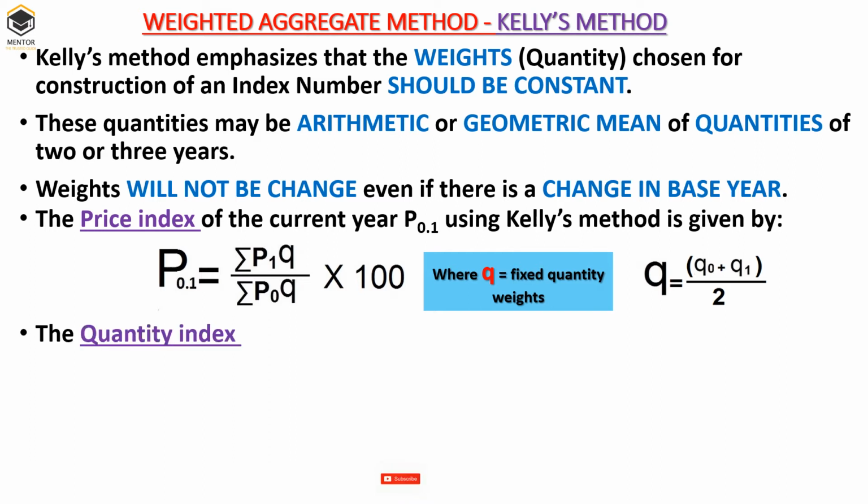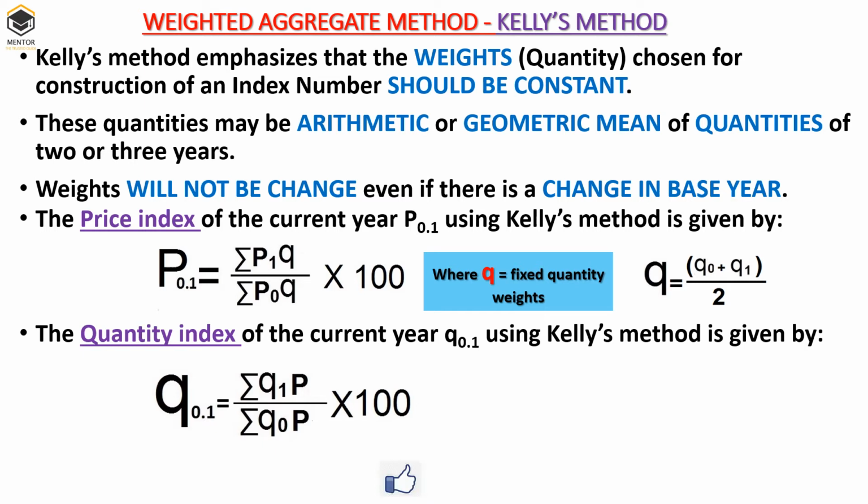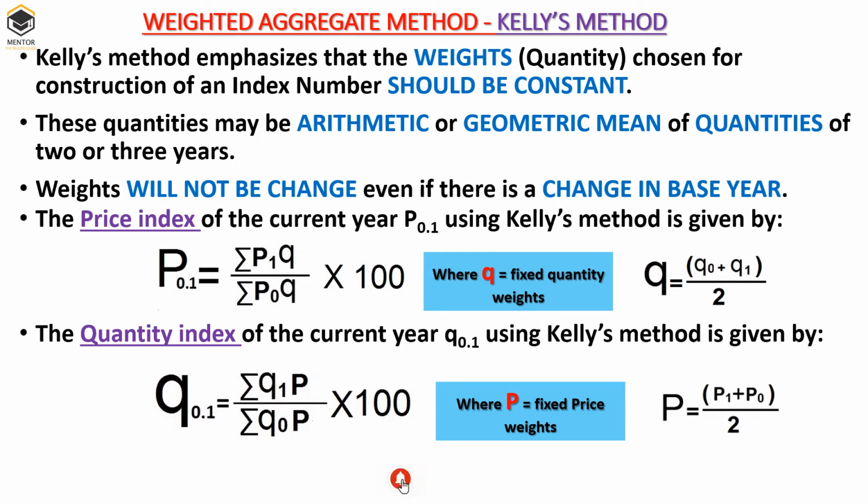So let's see the quantity index. The quantity index Q01 is equal to summation Q1 into P whole divided by summation Q0 into P, into 100, where P is our fixed price weights. How do we find P? P is equal to P1 plus P0 whole divided by 2, using the arithmetic mean. In this way we find the fixed quantity weights and fixed price weights. Quantity weights are applied on the price index, and price weights are applied on the quantity index. So this is all about Kelly's method.